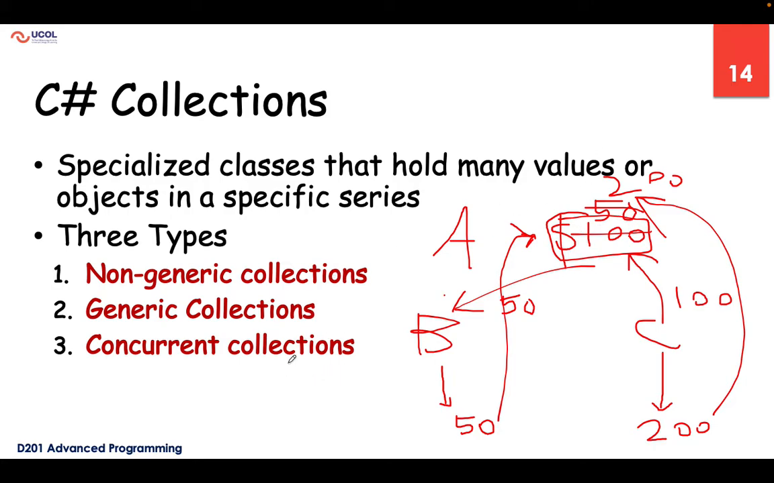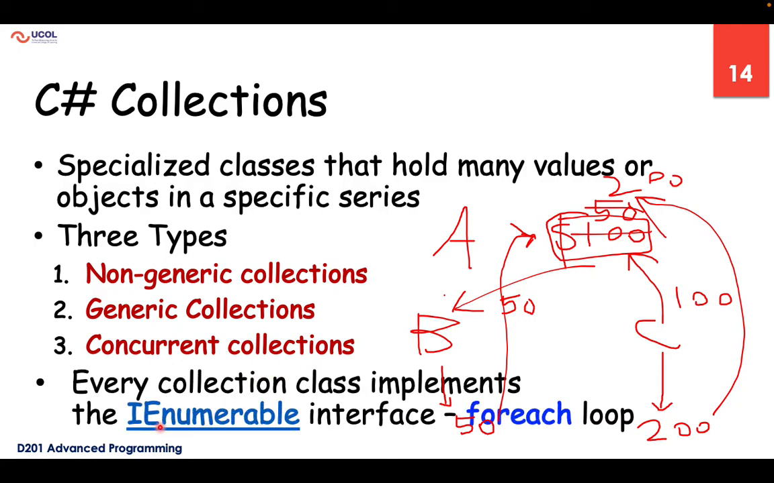So we also have collections in C# which implement these concurrency principles inside those collections. That is the first thing we are going to talk about. The second thing is that every collection class implements IEnumerable.